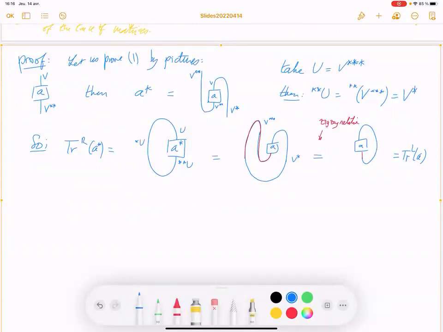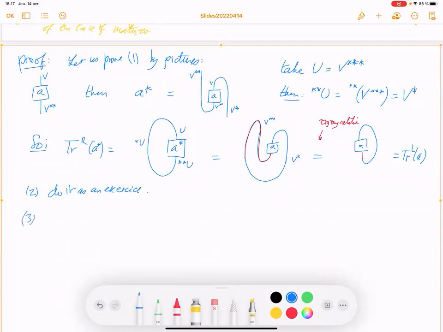What about the second point? So the second point, I will leave the second point as an exercise about the direct product, the direct sum. Do it as an exercise.